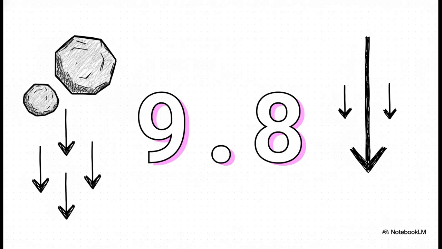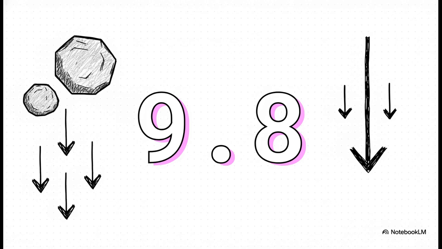Let's see how our new toolkit applies to the most universal example of constant acceleration we have, gravity. Everything we just talked about can be directly applied to an object just dropping out of the sky. Assuming negligible air resistance, every single object in freefall near Earth's surface accelerates downward at a constant 9.8 meters per second squared. We just call this g.